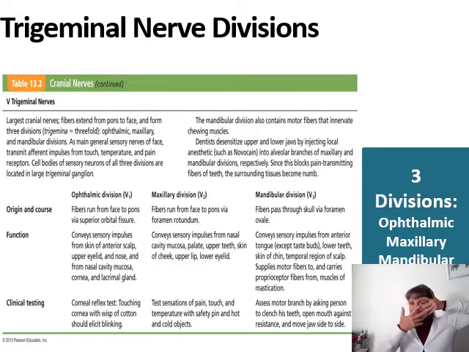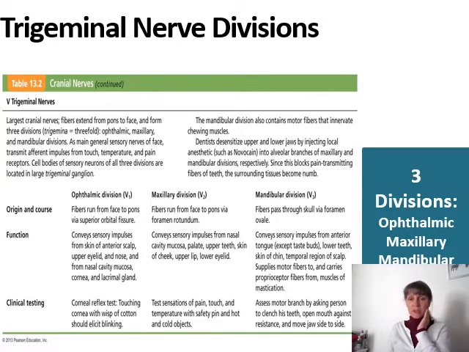And then the maxillary division, which runs here over the maxilla, is going to also convey sensory impulses from the nasal cavity mucosa, the palate, upper teeth, skin of the cheek, the upper lid, the lower eyelid, and then the mandibular division is going to go over the mandible, and that will convey sensory impulses from the anterior portion of the tongue, except for taste buds, the lower teeth, the skin of the chin, the temporal region of the scalp, and it does have motor fibers to muscles of mastication.